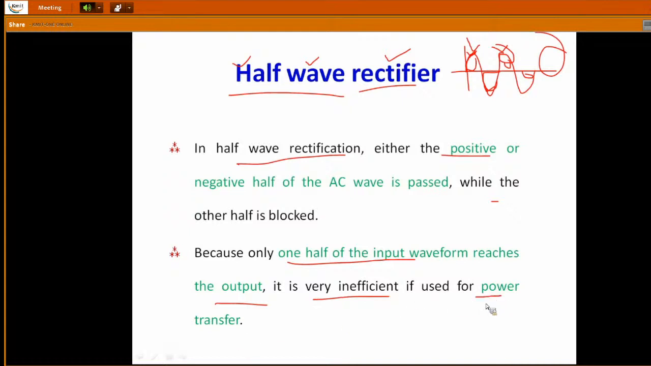Now if you are using a half wave rectifier for power transfer, 100% power is not transferring, because 50% of the signal we are losing. That's why only 50% of the power we are losing. It is very inefficient if you are using it in power transfer applications. This is about your half-wave rectifier.